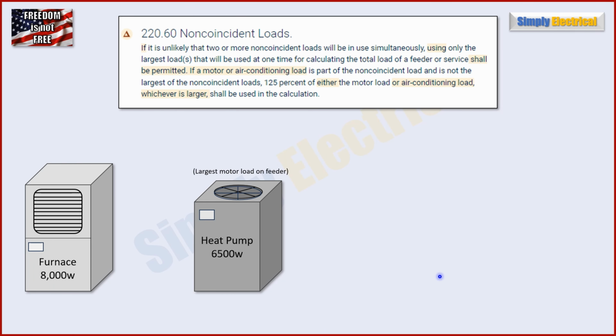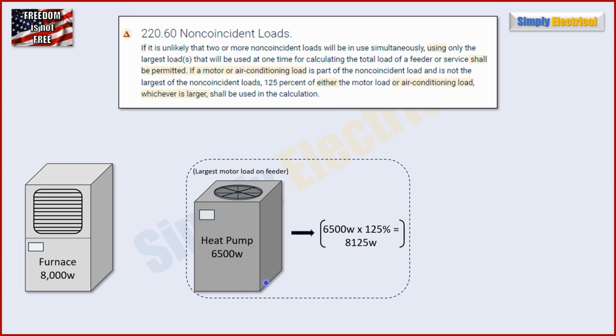Let's now see what happens when our two loads are a bit closer in size. Now our furnace is only 8,000 watts. Our heat pump is still 6,500 watts. So our furnace is the larger of the non-coincident loads, just like it was before. However, since the heat pump is the largest motor load on the feeder, we need to apply 125% to its value. Once we do that, it brings it up to 8125 watts, which now surpasses the furnace.